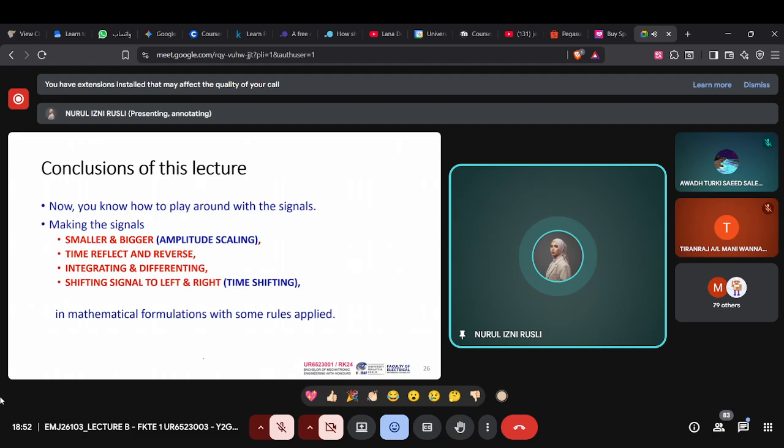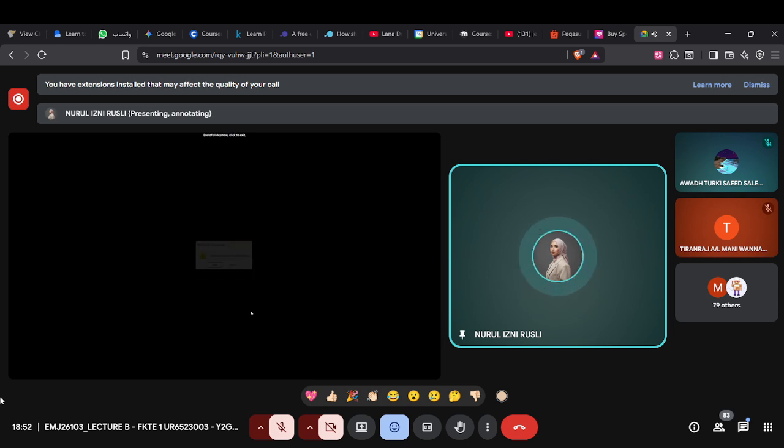So as a conclusion, now you basically know how to play around with the signal. You can do amplitude scaling, time scaling, time shifting, amplitude reversal, time reversal, and whatnot. And of course, in the mathematical formulation, there are some rules to be applied, so you have to be aware of that. So that's going to be the end of this lecture.